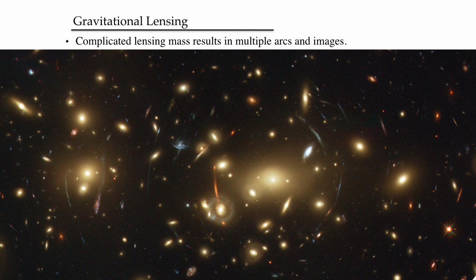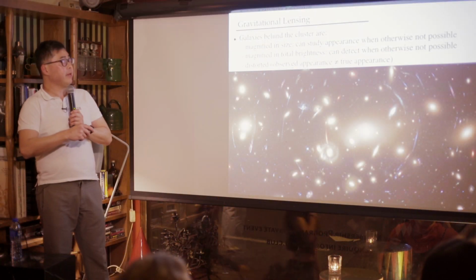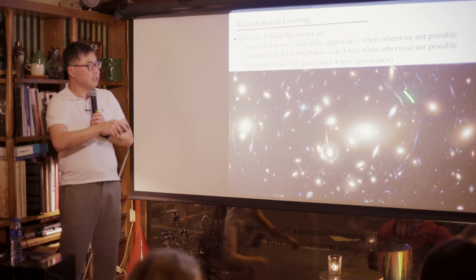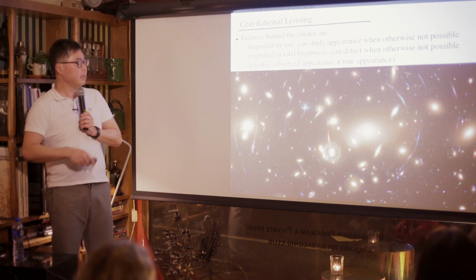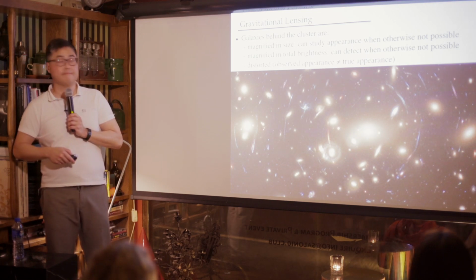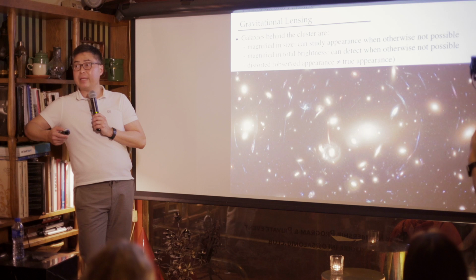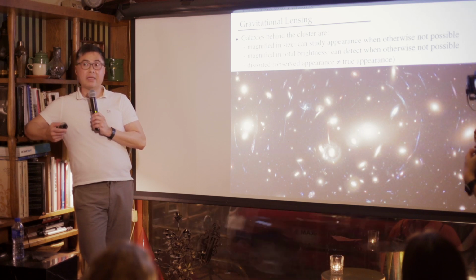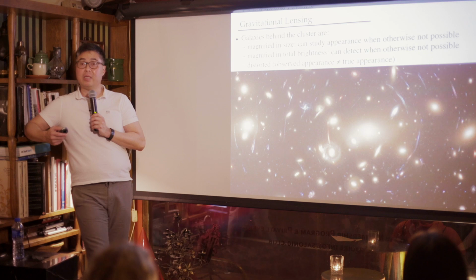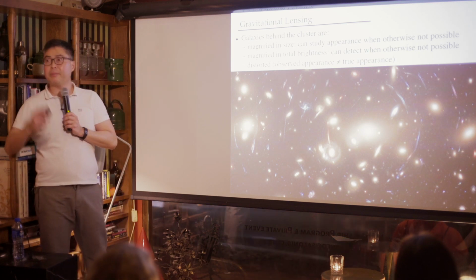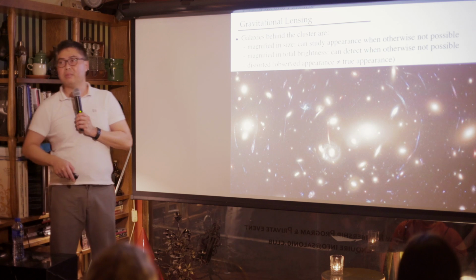Now, what gravitational lensing does is magnify the object in size. You can see these arcs are really big, so we can study the appearance when it would otherwise not be possible. Without this intervening cluster, this galaxy would appear just like a little dot in the sky. The second thing is that lensing magnifies the brightness of the galaxy, so we can now detect galaxies which would otherwise be too dim to be seen, even with our most powerful telescope. The big problem with lensing is that the images are all distorted.